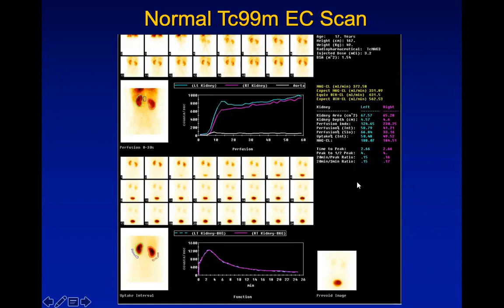Doesn't mean that the kidney is poorly functioning. It just means that that kidney is smaller, so it has taken up less counts, less tracer going in. So these are reported as kidney function appropriate for size, right?